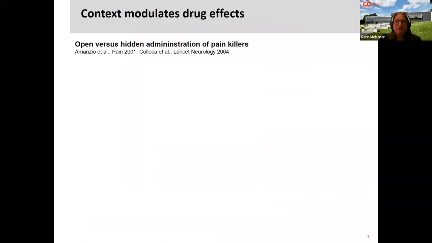Here is one example, which I love very much. It's very nice because it shows that placebo effects do not matter only when giving a placebo, so a drug or a sugar pill or something without any pharmacological substrate, but the placebo effect also modulates the effect of active treatments, for example, of painkillers. In this study, there were patients after surgery and they had a lot of pain. And it was important that all the patients got real treatment, but there were two groups.